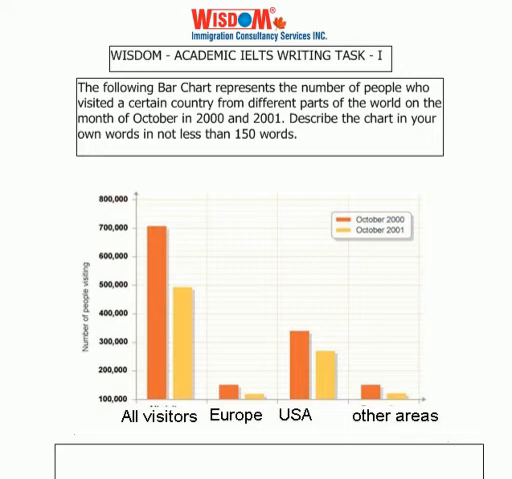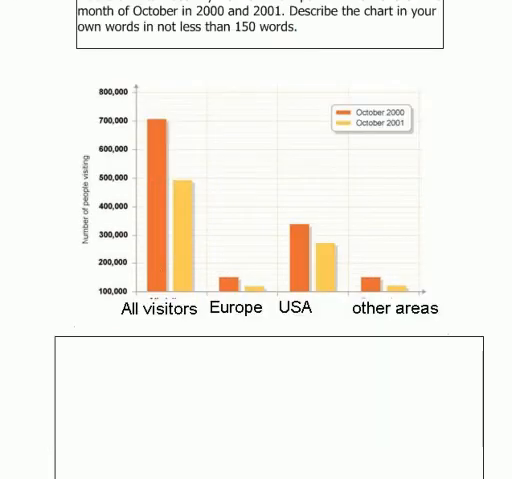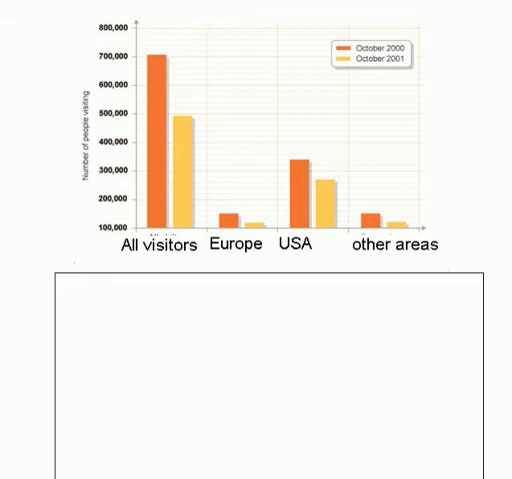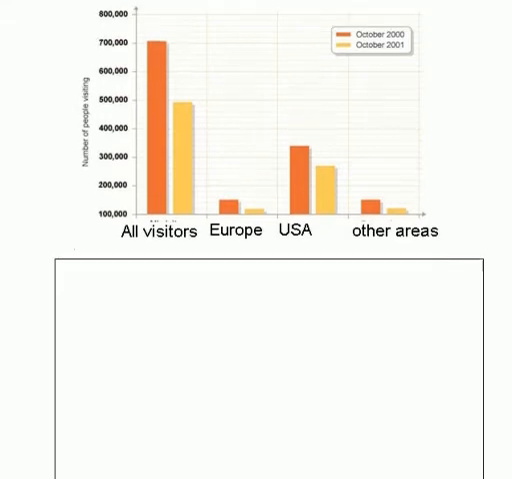Now we have this graph and we have the number of people visiting on the left hand side. These are the number of people visiting, and these are the visitors from different countries. These are the people who visited from USA, these are the people who visited from Europe, and these are the people who visited from other areas, and these are all the visitors, meaning the total number of visitors. Now I'm going to write paragraph 1, which includes the introduction of the graph. Let's write the introduction.